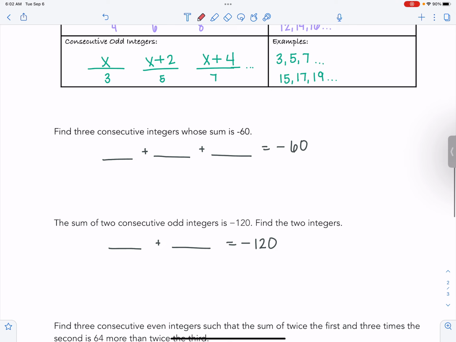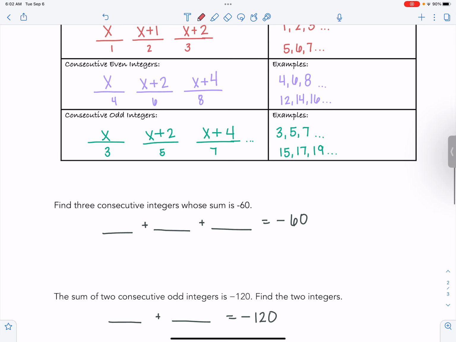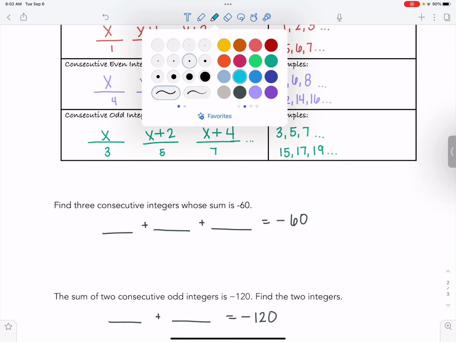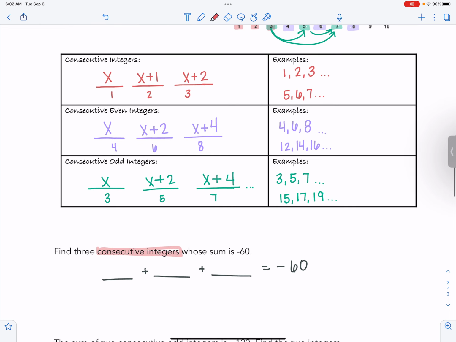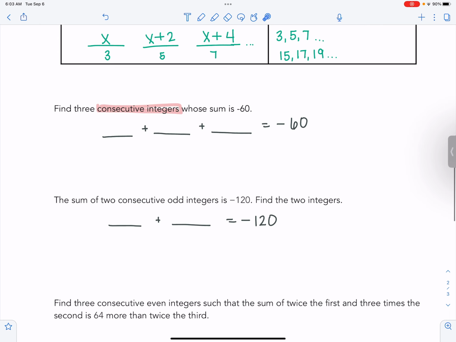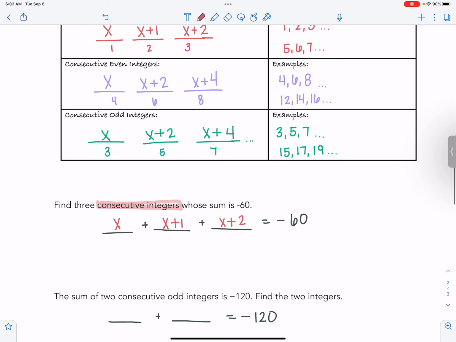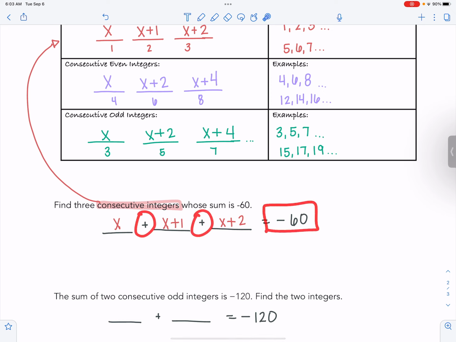The first one just says, find 3 consecutive integers whose sum is negative 60. Well, they told me 3 consecutive integers, and so because of that, I'm going to use these formulas from the consecutive integer row: x, x plus 1, and x plus 2. Because they told me consecutive integers, that means I'm going right there. And then they told me whose sum, so that means they're going to add up to be negative 60.